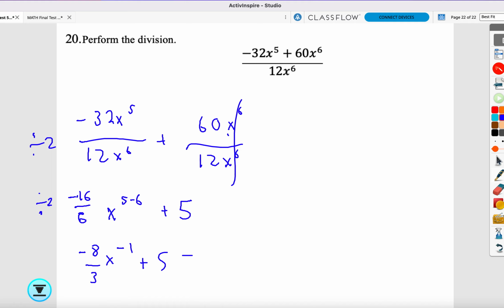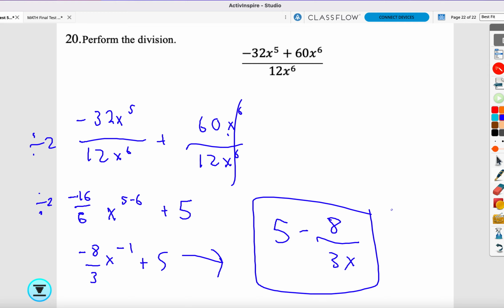X is negative, so we have to move it to the bottom of the fraction. So then we get 5 first, minus, because it's negative 8, right? So it'll be negative 8 over 3x, and we're done. So we did the quotient rule by subtracting the top minus the bottom. So 5 minus 6 is negative 1. When we have a negative exponent, it goes to the bottom. 1 is just invisible, so I don't have to write the 1 if you don't want to.